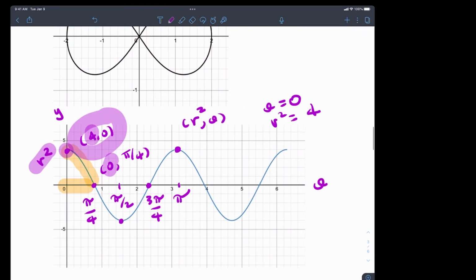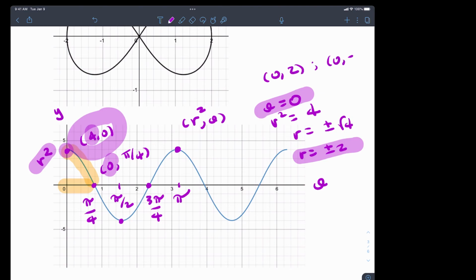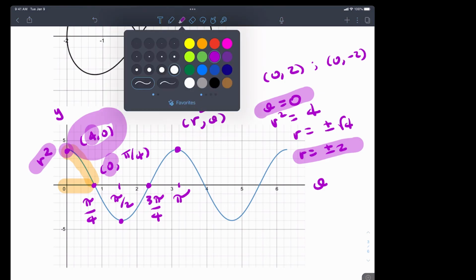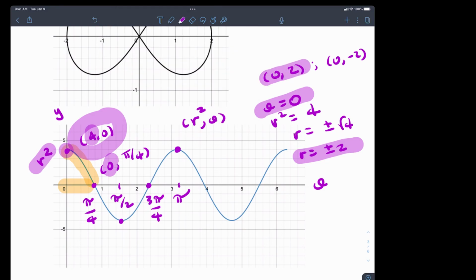What does that mean if r squared is 4? That means r is plus or minus square root of 4. So ladies and gentlemen, that means r is plus or minus 2. So what I'm getting at is you now have 2 radius values at 0. When the angle is 0, you got 2 radius values. You got 0, 2, and you got 0, minus 2. Okay? Because r squared is 4.